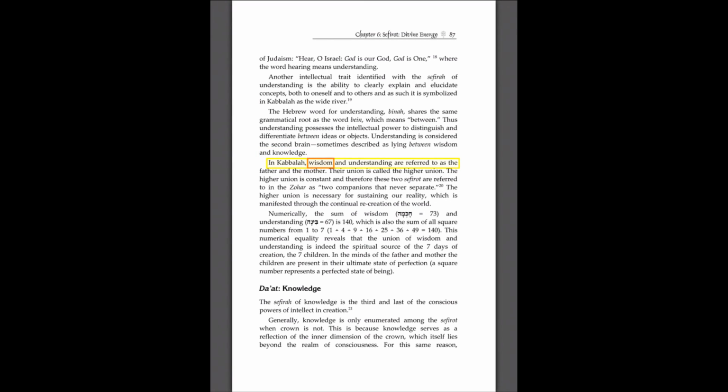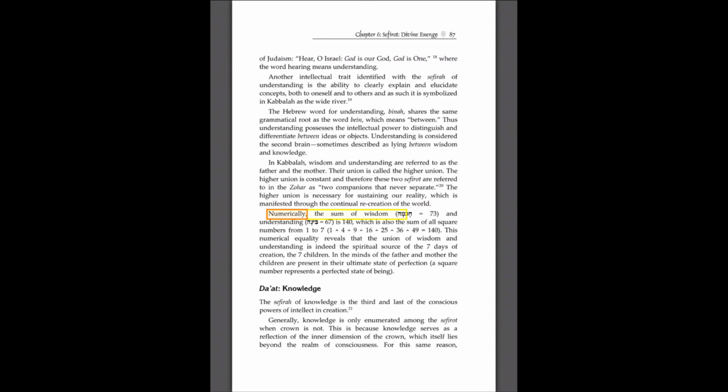In Kabbalah, wisdom and understanding are referred to as the father and the mother. Their union is called the higher union. The higher union is constant, and therefore these two Sephirot are referred to in the Zohar as two companions that never separate. The higher union is necessary for sustaining our reality, which is manifested through the continual recreation of the world.